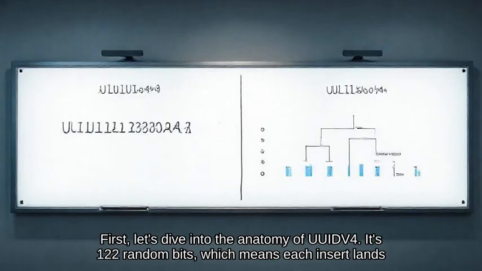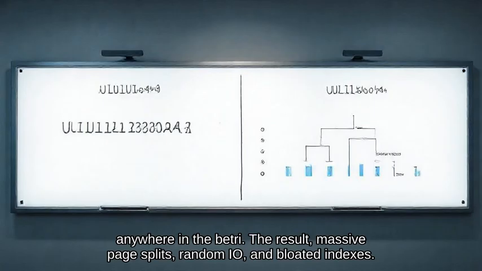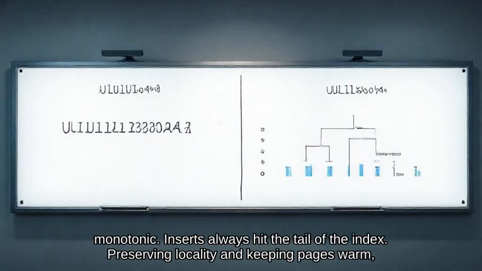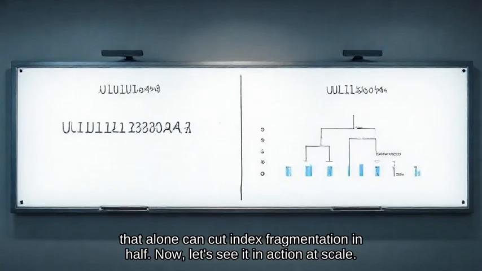It's 122 random bits, which means each insert lands anywhere in the B-tree. The result? Massive page splits, random I/O, and bloated indexes. Contrast that with UUIDv7, a lexicographically sortable, time-based identifier. Because the prefix is monotonic, inserts always hit the tail of the index, preserving locality and keeping pages warm. That alone can cut index fragmentation in half.